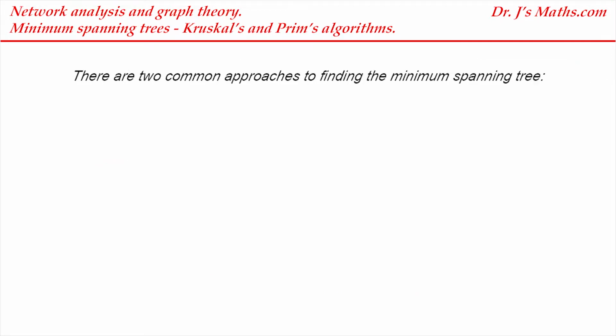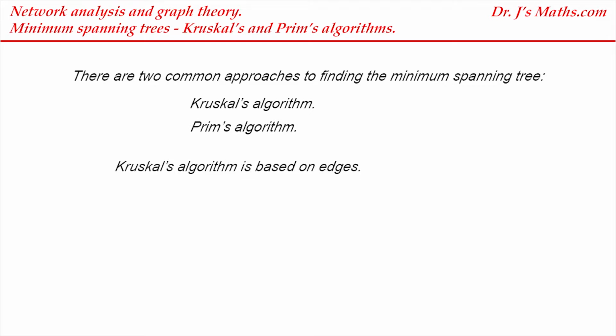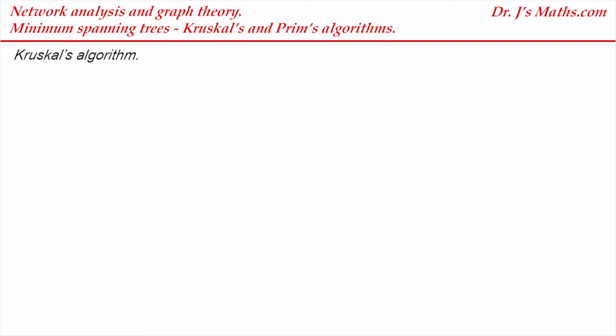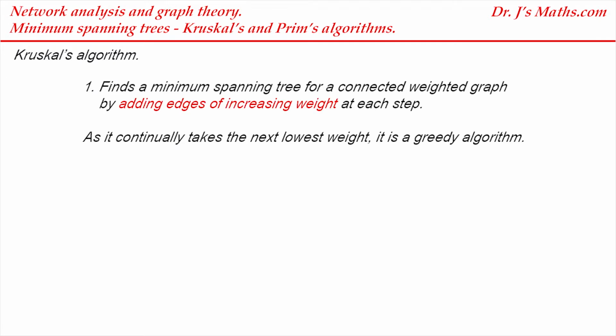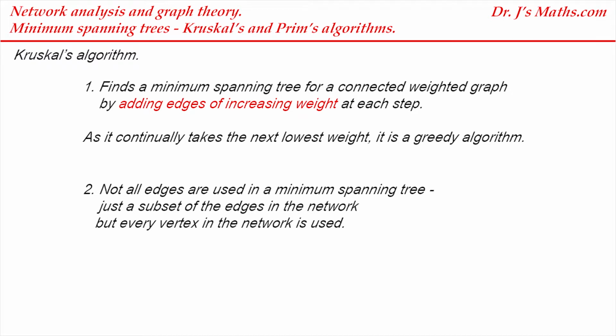There are two common approaches to finding the minimum spanning tree. They're referred to as Kruskal's algorithm and Prim's algorithm. Kruskal's algorithm is based on edges, whereas Prim's algorithm is based on vertices. Kruskal's algorithm finds a minimum spanning tree for a connected weighted graph by adding edges of increasing weight at each step. It continually takes the next lowest weight, and so it's called a greedy algorithm. Not all edges are used in a minimum spanning tree, just a subset of the edges in the network, but every vertex in the network is used.